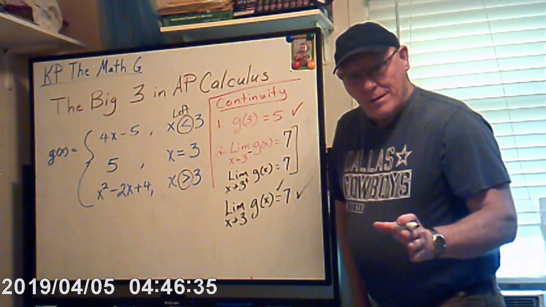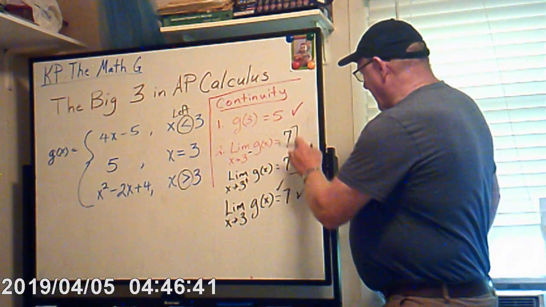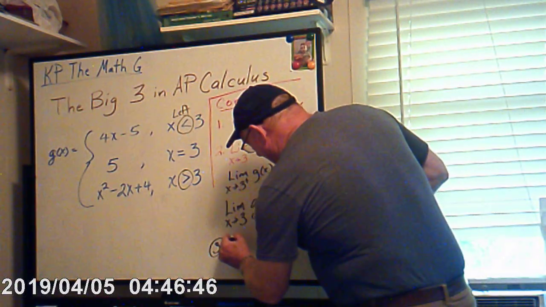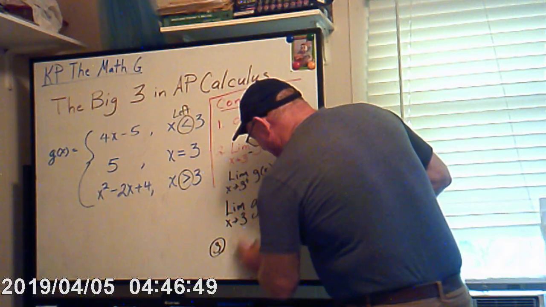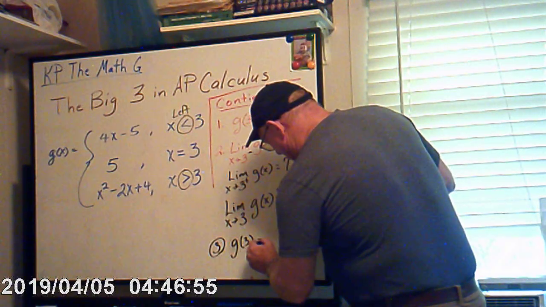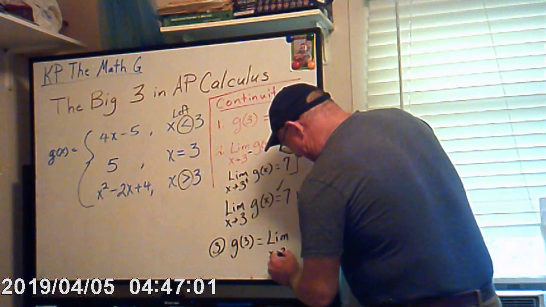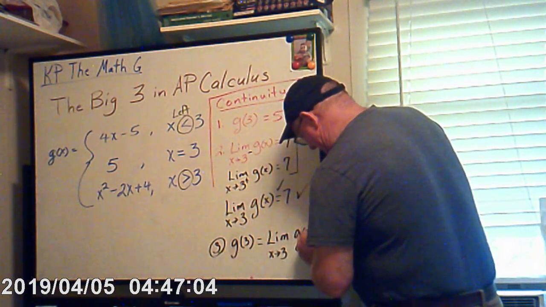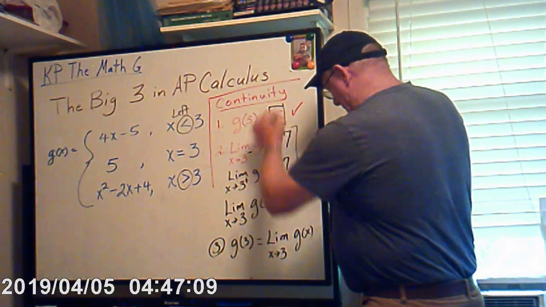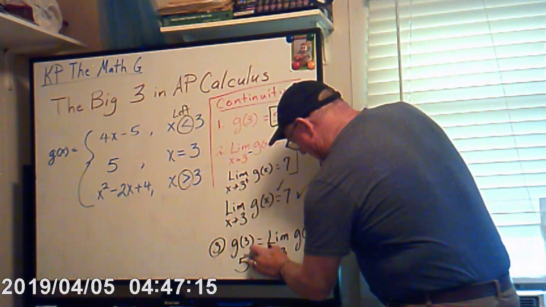Remember I said stop a while ago, didn't I? Because number 3 says that g at 3 has to equal the limit as x approaches 3 of g at x. Well, what's this one? It's 5. What's this one? I'll put a question mark over this.